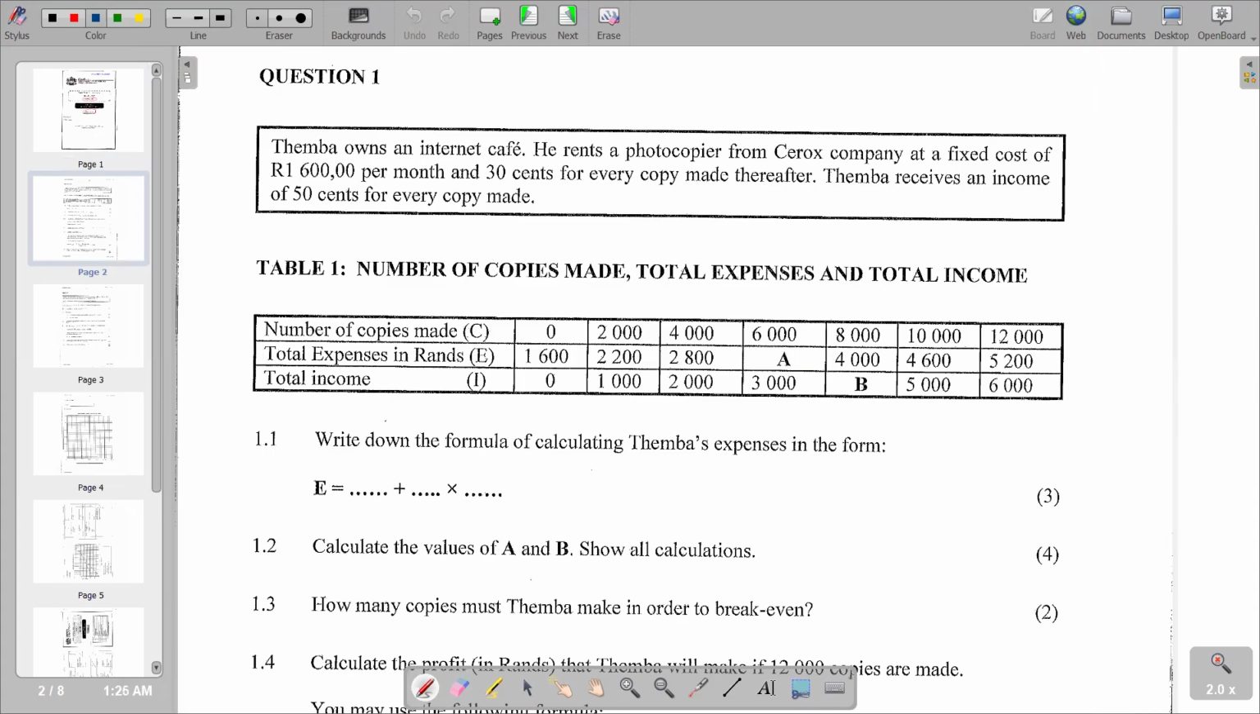So our question one reads: from a Xerox company at a fixed cost of 1,600 rands, Temba receives an income. Table one shows the income. Beneath the table, the cost is for every copy, plus the fixed cost, so we are going to include the product of the number of copies.